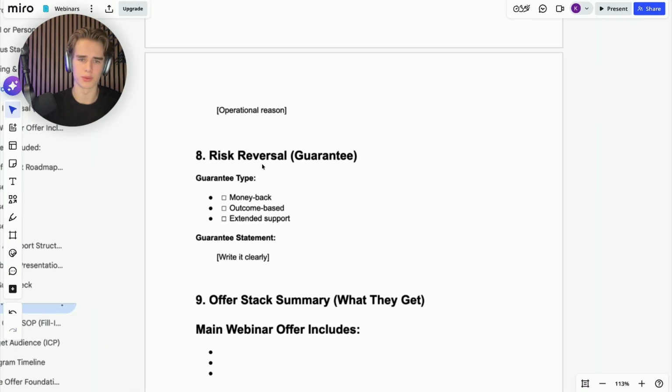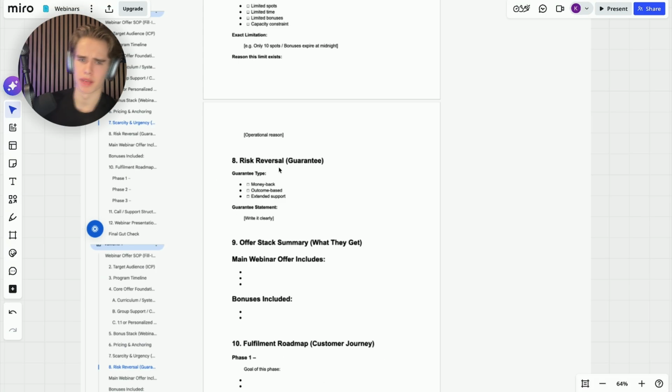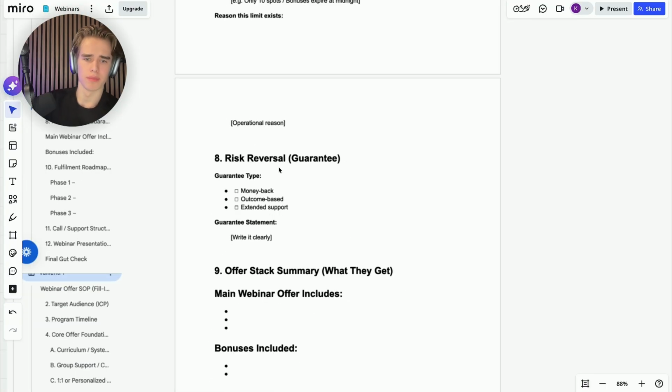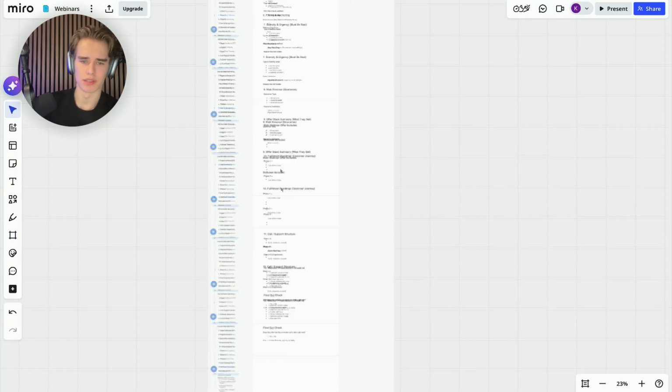And then risk reward, so you can have a guarantee. If you don't, no worries. Most offers these days don't even have a guarantee. And then yeah, the offer stack.